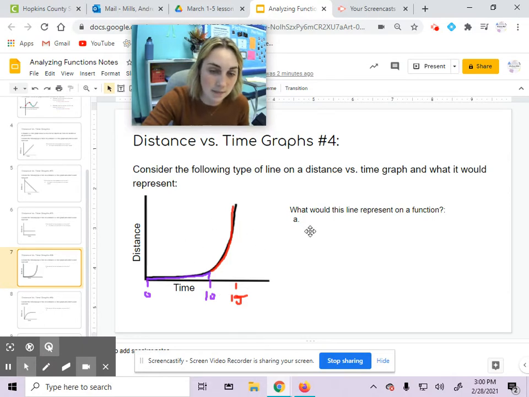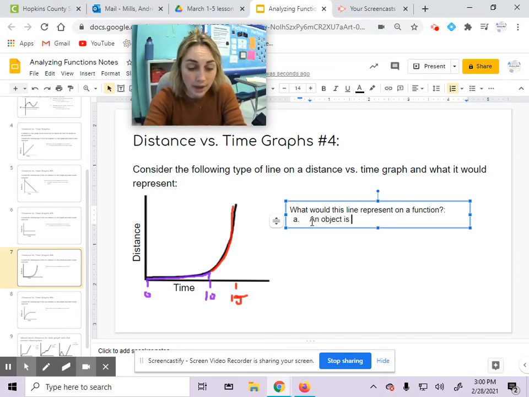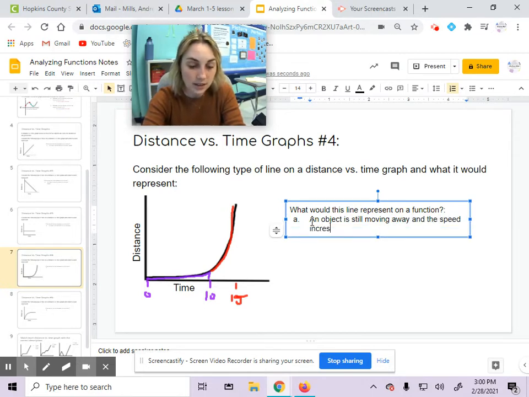So how you would describe this in particular is, first of all, it's not linear. This is not moving at a constant slope. The slope does change. So how you would say it is, an object is still moving away. So, going to school. It's moving away from the house, still moving away. And the speed increases. Make sure I spell increases right. And the speed increases.